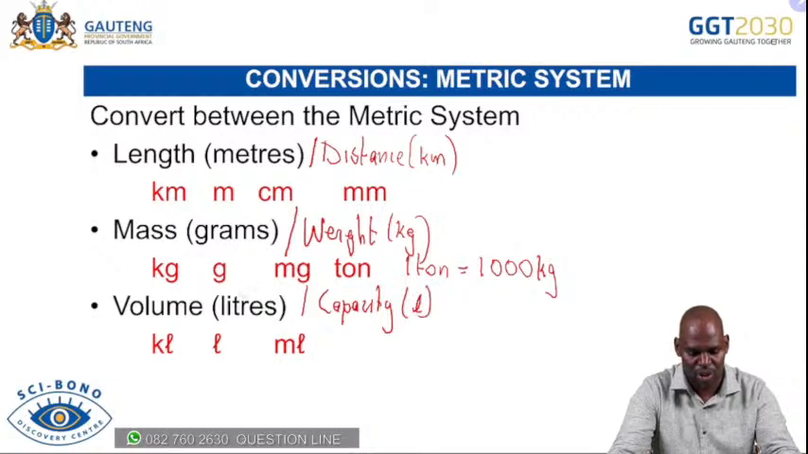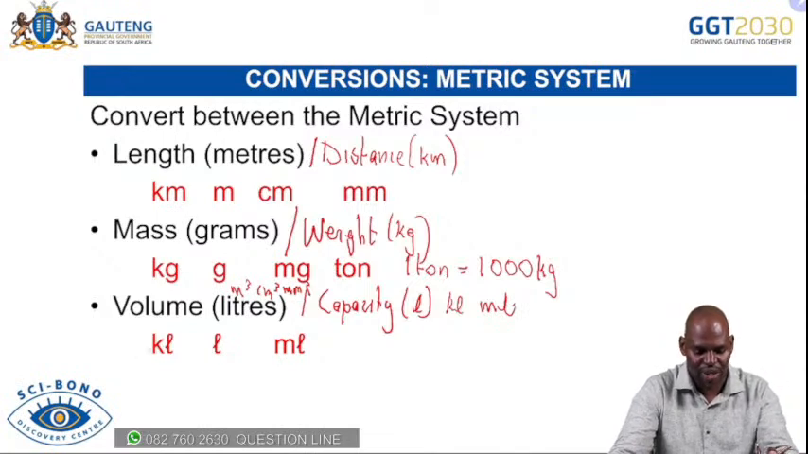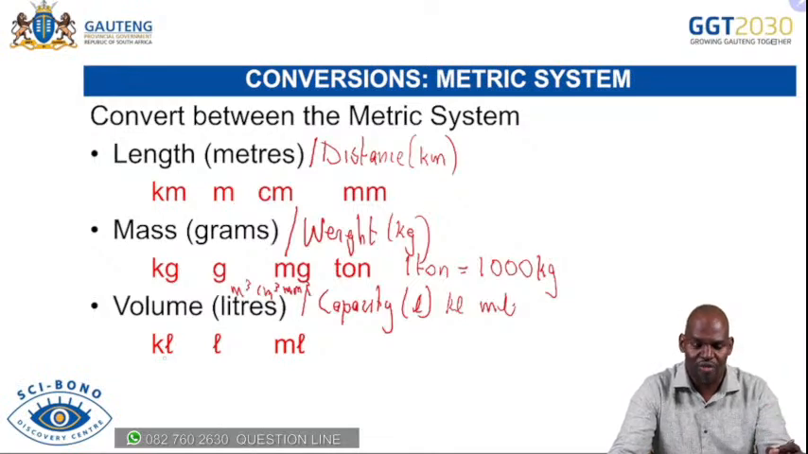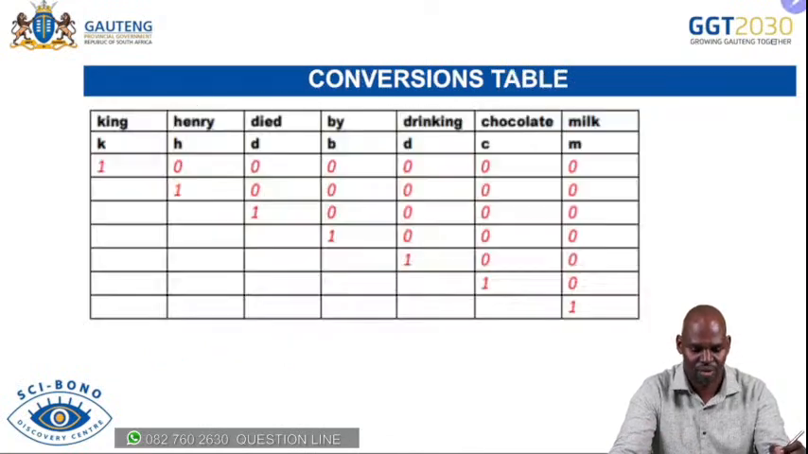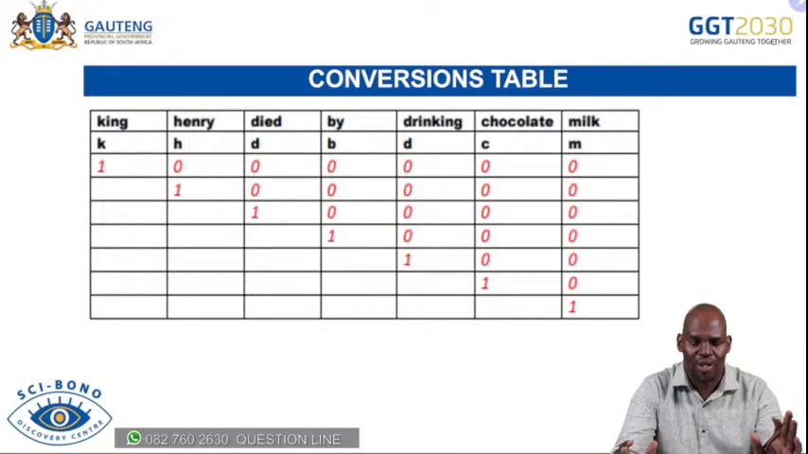So this one will be the cubic. Depending on how big it is, it can be cubic meters, cubic centimeters, or cubic millimeters. And this one will be liters, kiloliters, or milliliters. Okay, there it's indicated kiloliters, liters, and milliliters. So when we do the conversion between metric units, the units that we use in South Africa, just remember that these are the ones that we focus on.